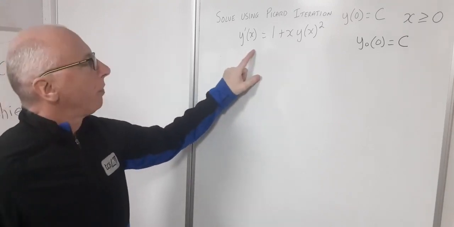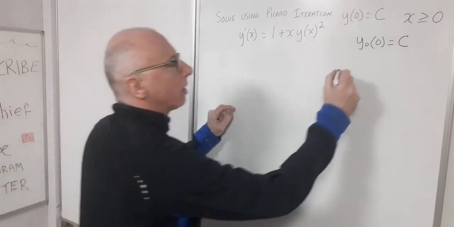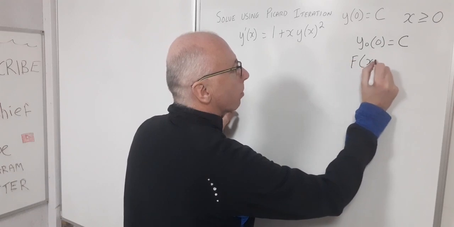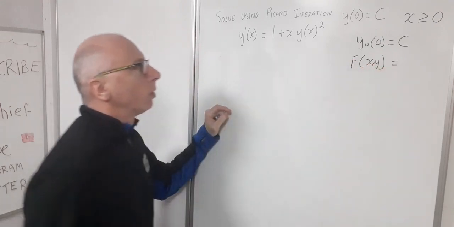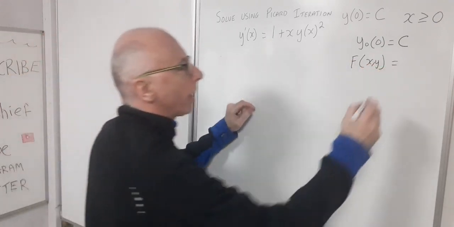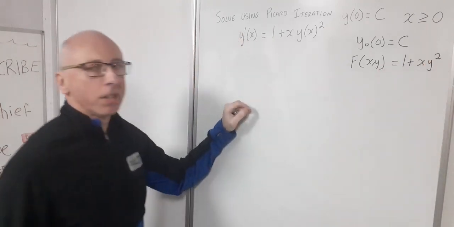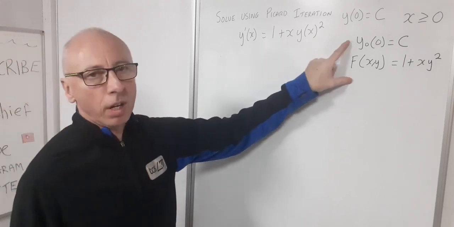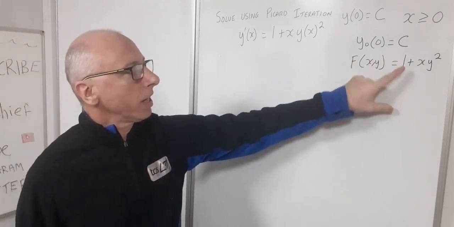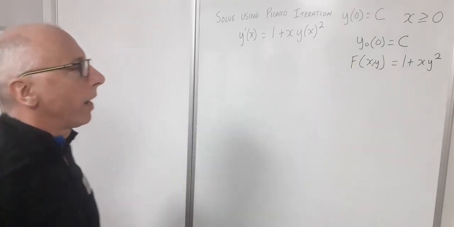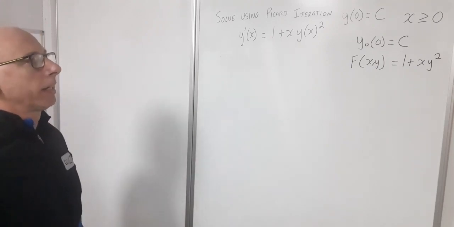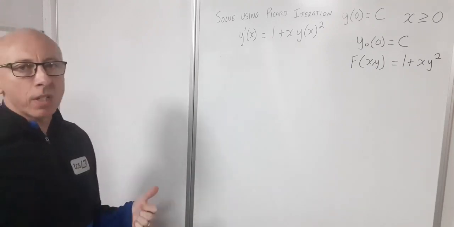Now we need to set up our function, our f, in terms of x and y. That will equal 1 plus x y squared. That's our setup so far for our sequences. So we've got c and we've got 1 plus x y squared. Okay, now what we can do is set up our sequence.